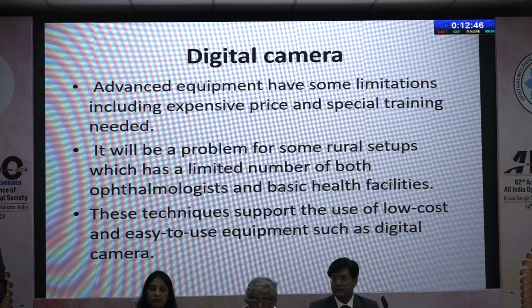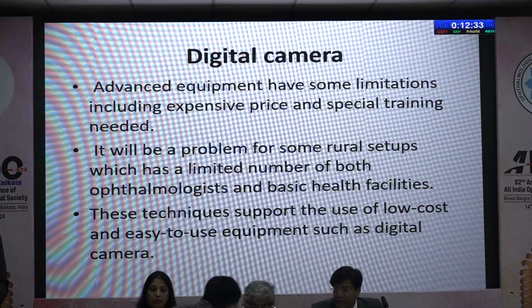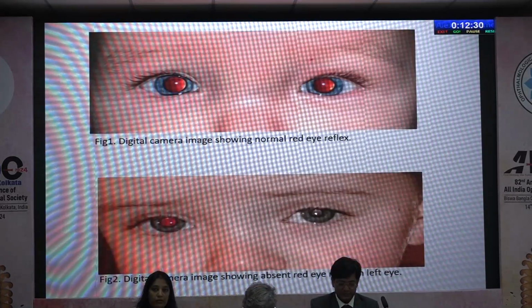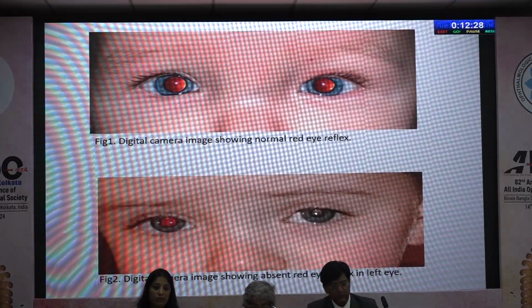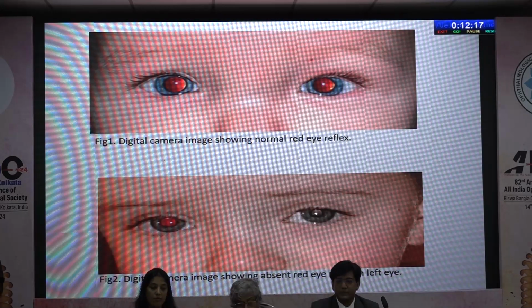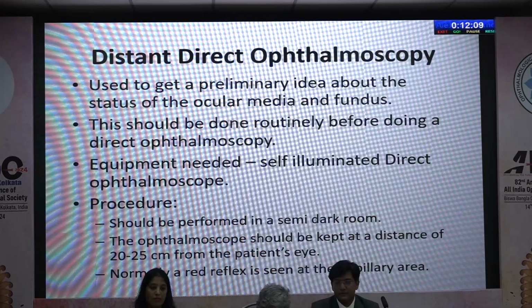Advanced equipment has some limitations, including expensive price and special training needed. It will be a problem for rural setups which have a limited number of ophthalmologists and basic health facilities. This technique supports the use of low cost and easy to use equipment such as a digital camera. In the first picture, there is normal red glow, but in the second picture, in the left eye we are observing absent or abnormal red glow. The causes of abnormal red glow may be congenital cataract, PHPV, retinoblastoma, retinopathy of prematurity, etc.